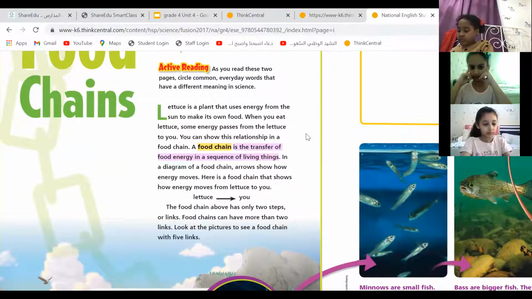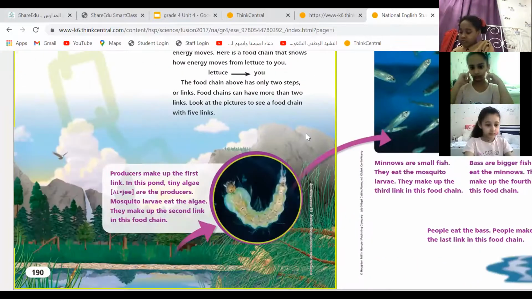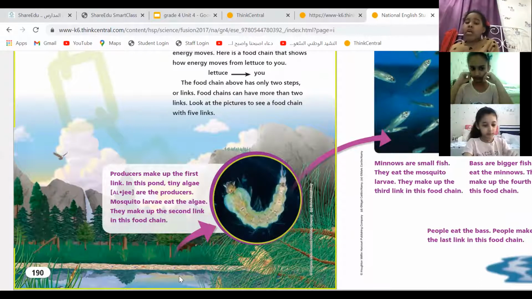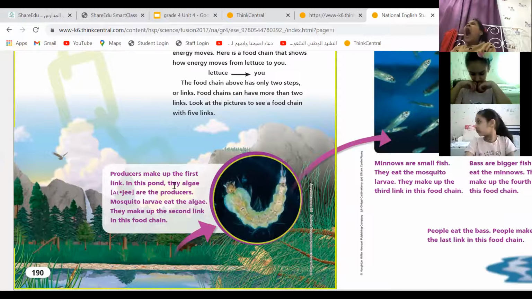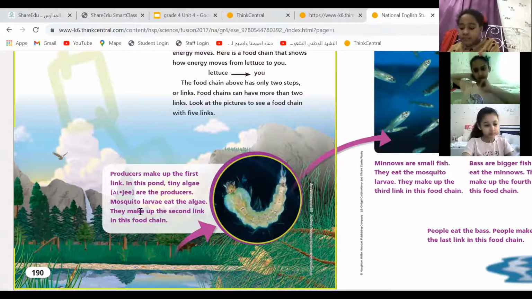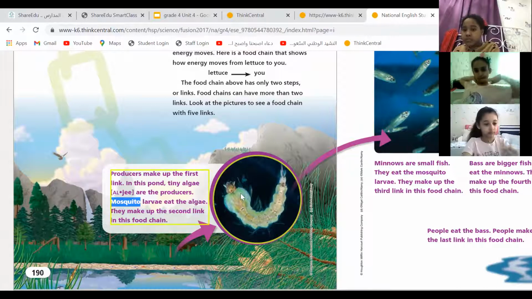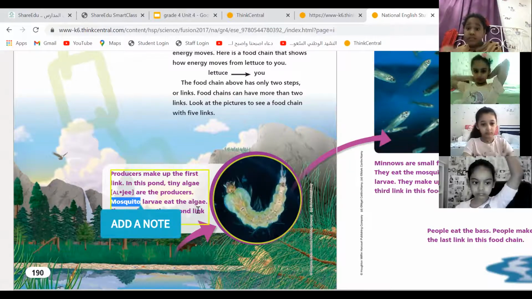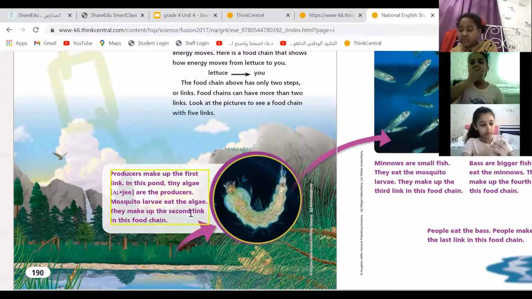Now let's take an example. Over here in the pond, first of all, you have the sun. The sun will give the energy to who? To the plant under the water, algae, for example. Yes, tiny algae. And then the tiny algae is what? Is the producer. And then, yes, Ariana? Who eats the algae? Mosquito larva. Yes, the mosquito larva will eat the algae. They make up the second link in the food chain.